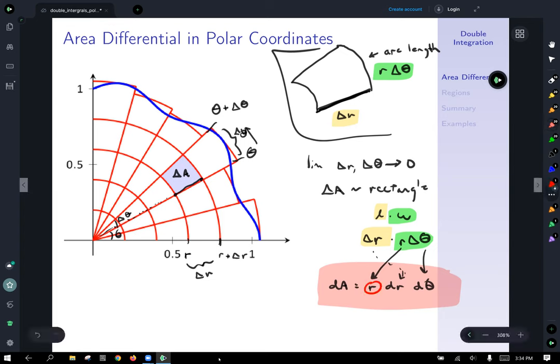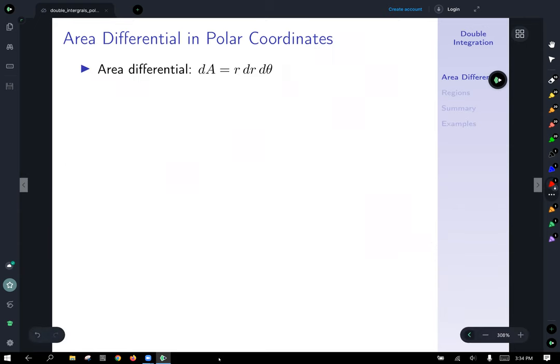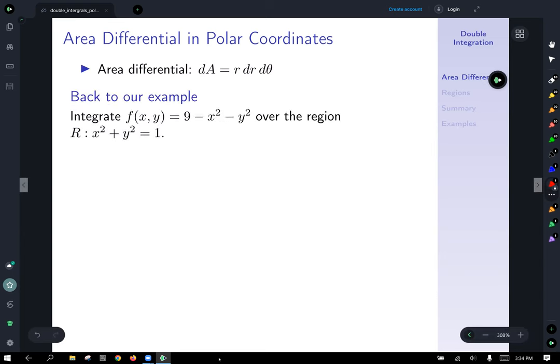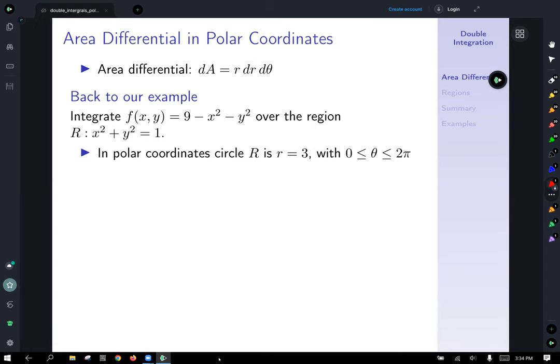You have to remember this little r, and it's very easy to forget, so I'll try to emphasize that as we work through examples. Okay, summarizing what we just talked about, the area differential is given by r dr d theta when we're in polar coordinates. So let's go back to our previous example in polar coordinates, that mistake carried through.